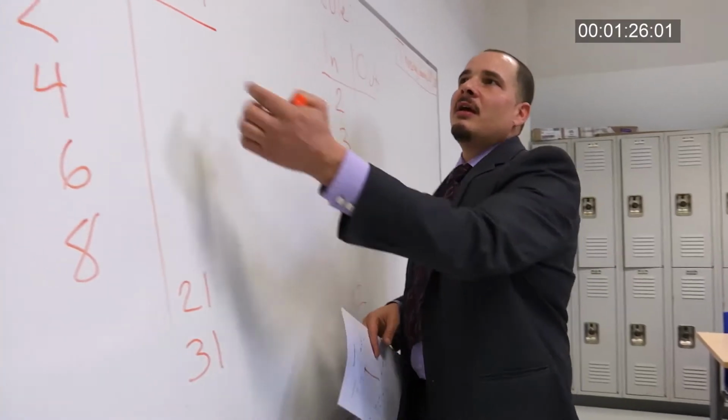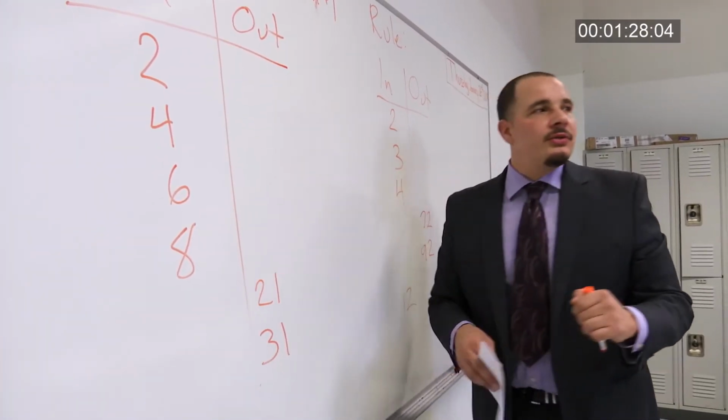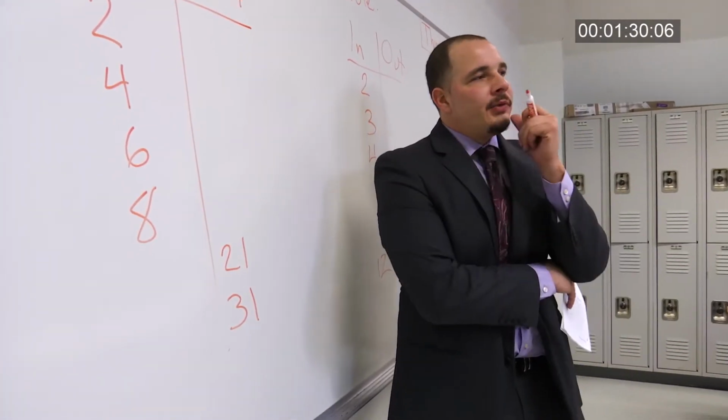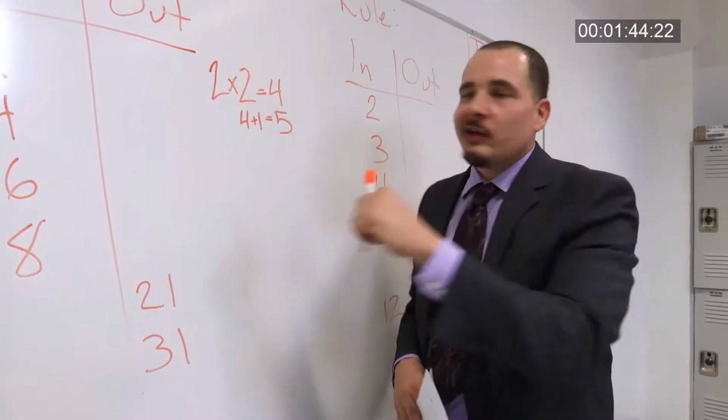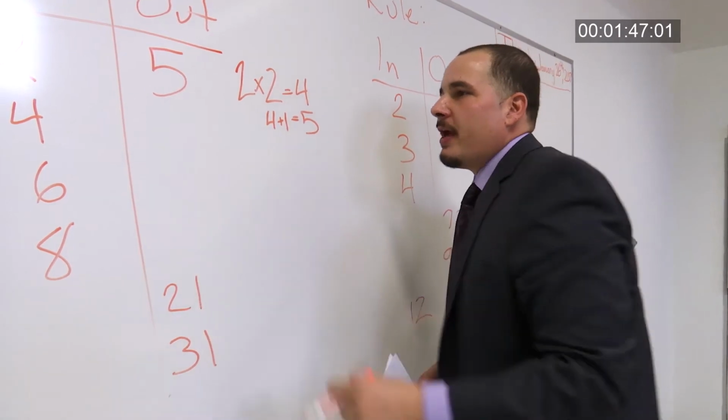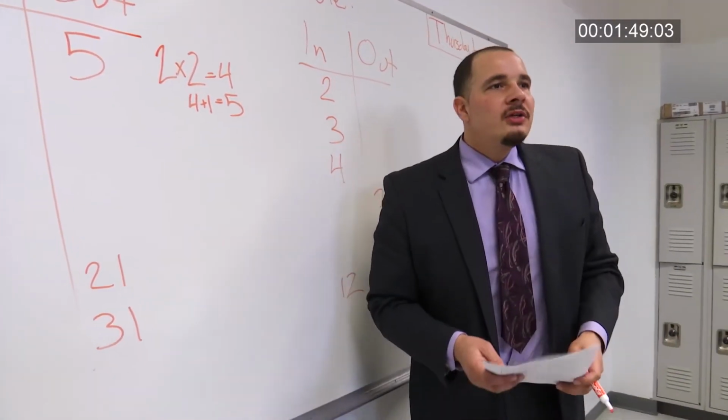Gwen, can you tell me, if my input is 2, what am I going to do to find my output? You're going to times it by 2, which is 4, and then you're going to add the 1, is 5. And then 4 plus 1 gives me 5, and yes, you're absolutely right. Wonderful explanation. Okay, George.